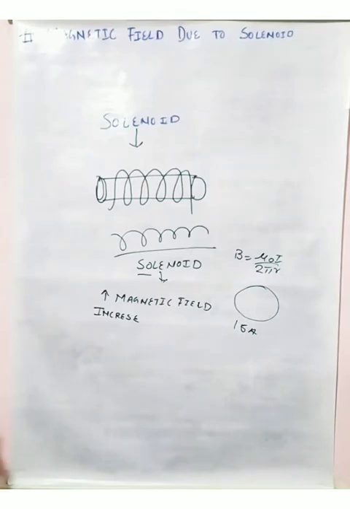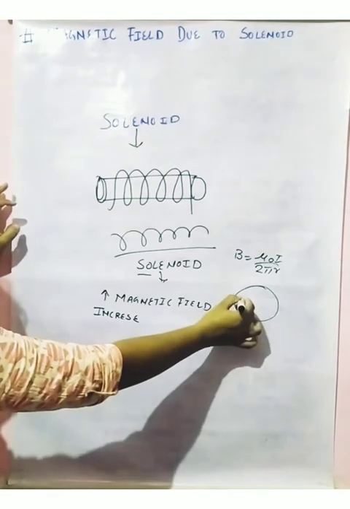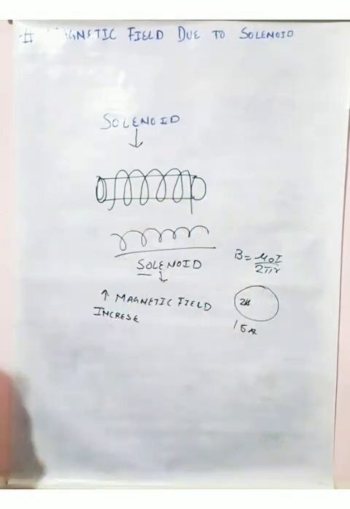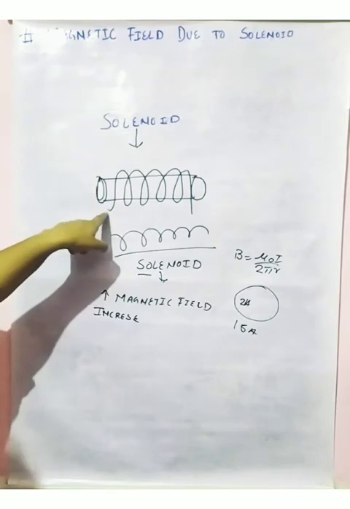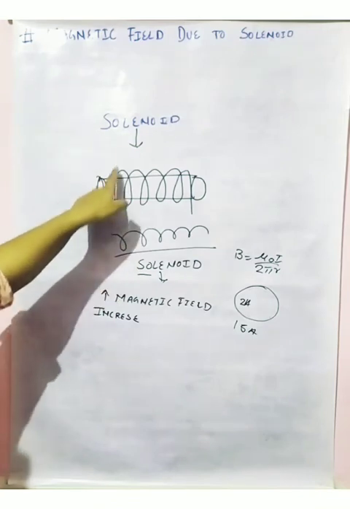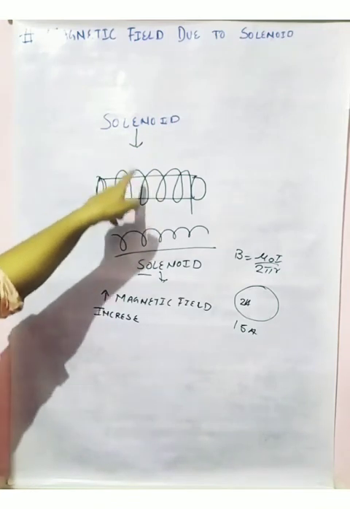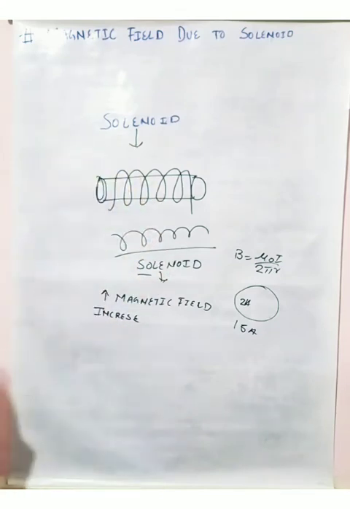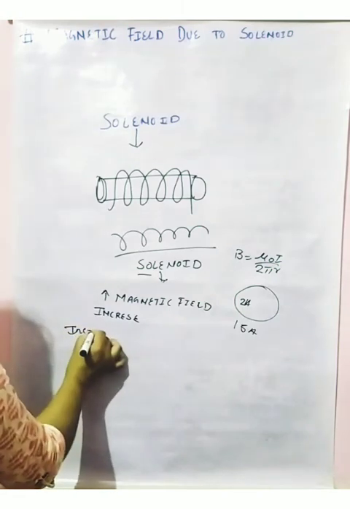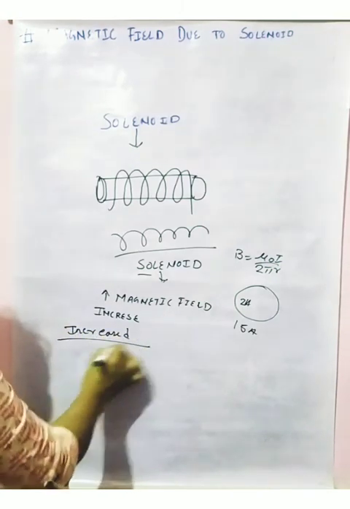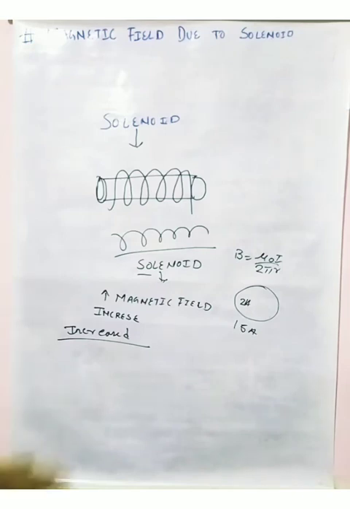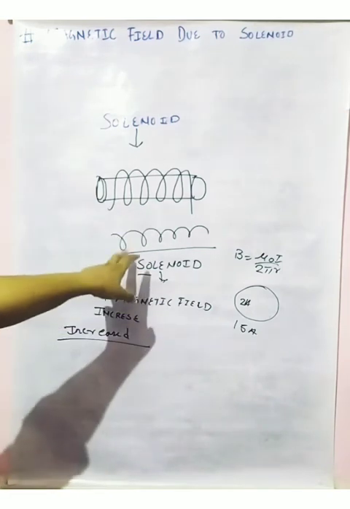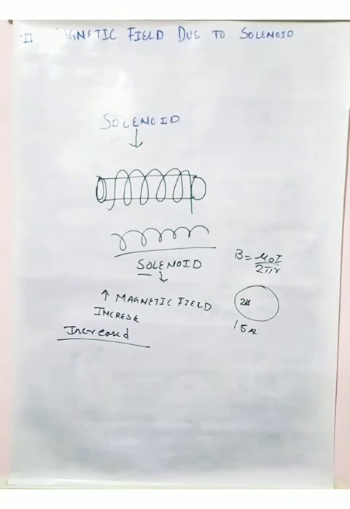So what we do is use the same amount of current. Suppose 2 ampere of current is flowing in this circular wire, and at the same time it is multiplied over many turns. What is going to happen? The magnetic field is going to be increased again and again. So the magnetic field is increased because of the solenoid. Why are we using a solenoid? To increase the magnetic field.